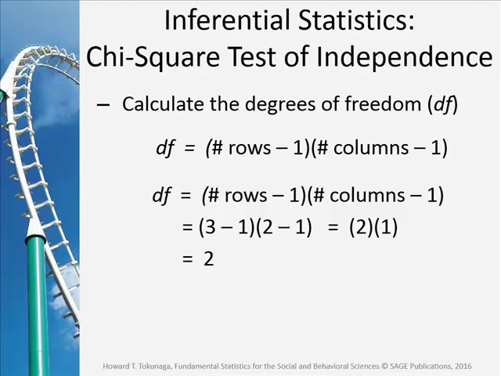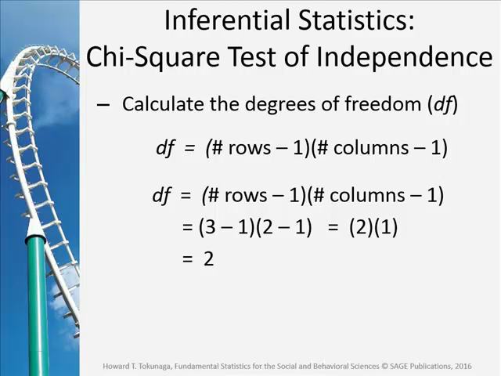The degrees of freedom. Number of rows. So how many rows do we have? Yeah, it's written up there already. We have 3 rows because we have 3 colors. And how many columns do we have? Well, we have 2 emotions. So 3 rows and 2 columns. 3 minus 1 times 2 minus 1 is 2 times 1 equals 2. So we have 2 degrees of freedom.